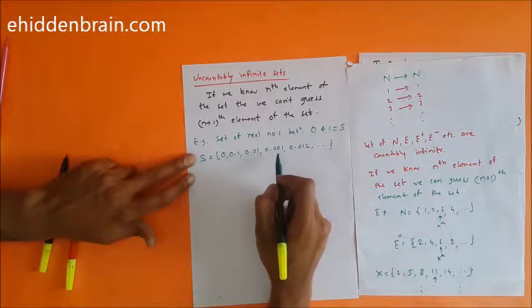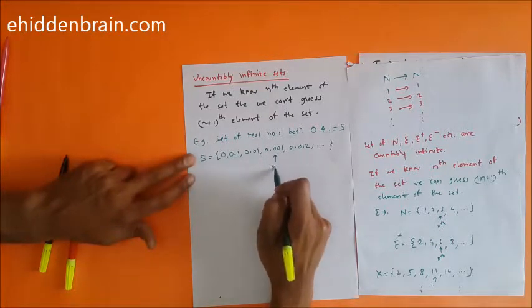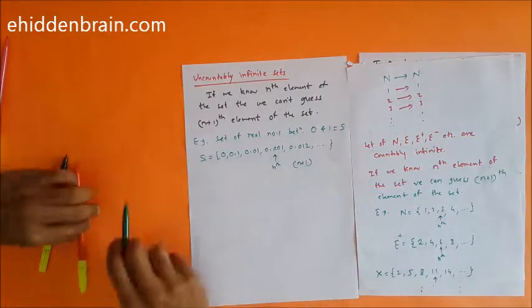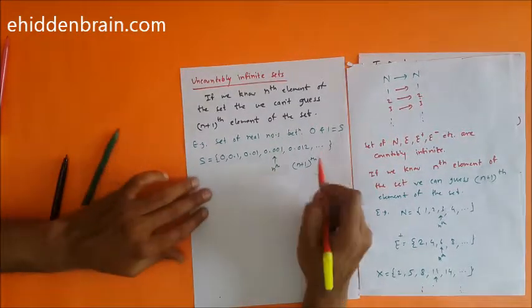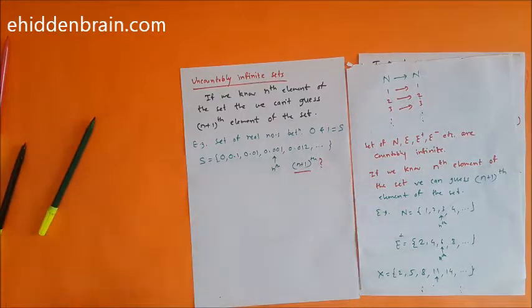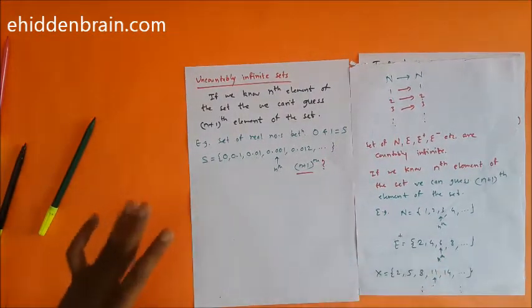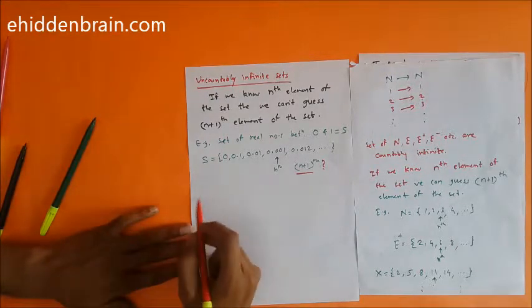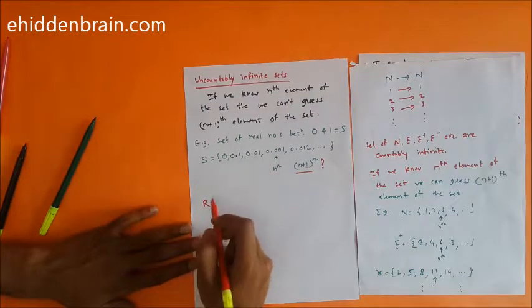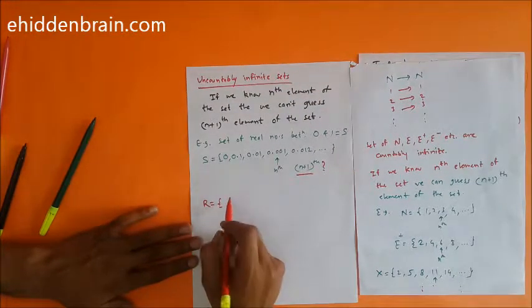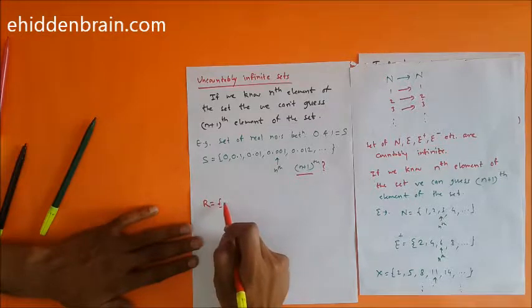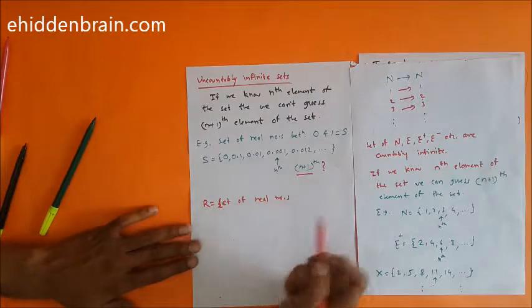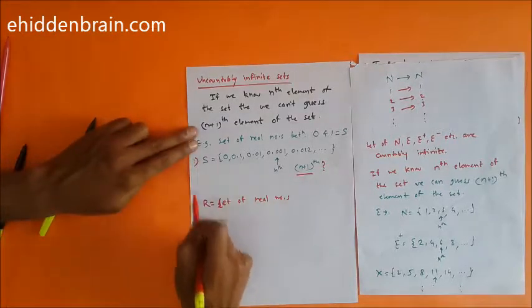Now if I know the nth element, let's say this is the nth element, I can't guess the n plus 1th element, right? Am I able to guess this element? No, this is not possible. And hence the set of real numbers between 0 and 1 is called an uncountably infinite set. Similarly, the set of real numbers itself is also an uncountably infinite set.